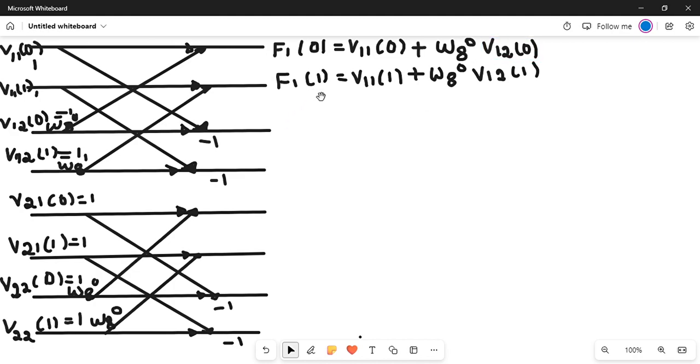Yeah. The same process applies to f1 of 1. Here v11 of 1 goes straight. So from v12, 1 and omega a to the power of 1 come through this diagonal line and join this second line. So that is why I am going to write it like this, right? And I'll write all the equations in a fast manner. Just a minute.